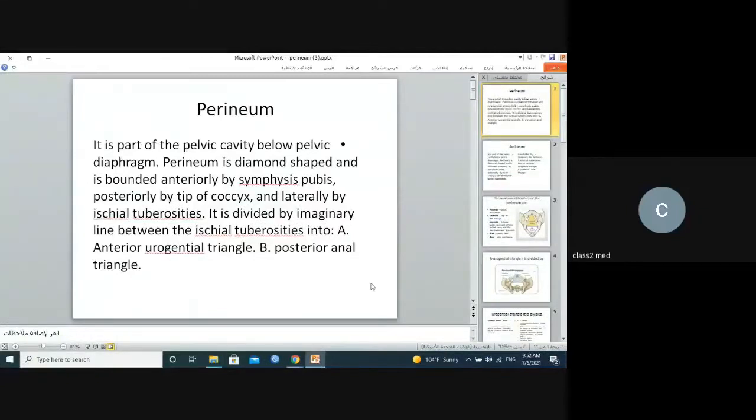Posteriorly by the tip of the coccyx, and laterally by the ischial tuberosities. It is divided by an imaginary line between the ischial tuberosities into the anterior urogenital triangle and the posterior anal triangle.